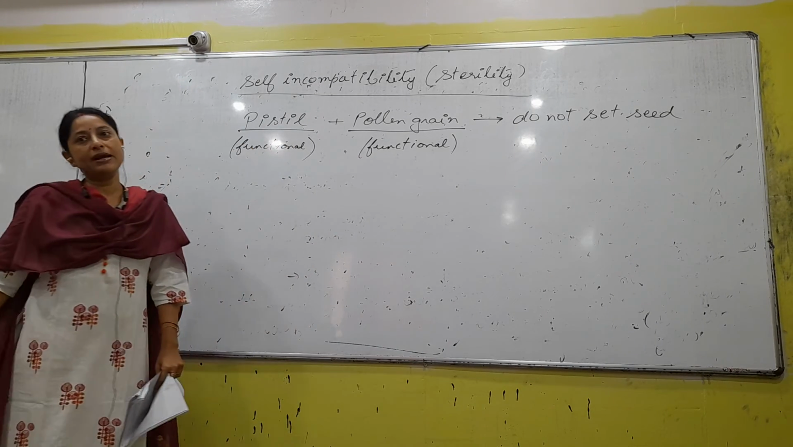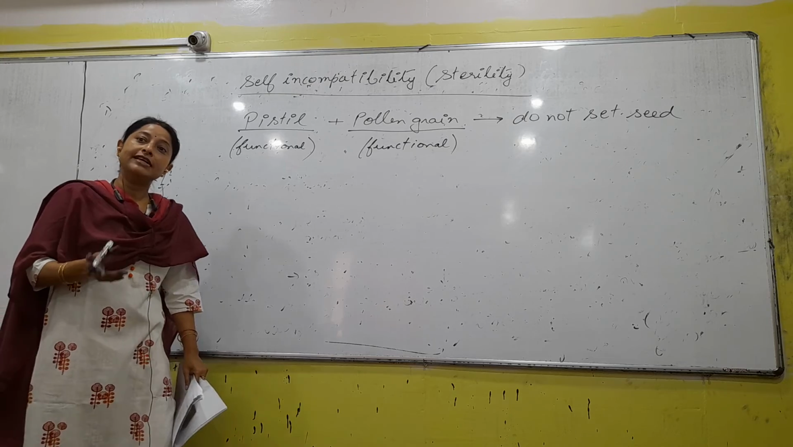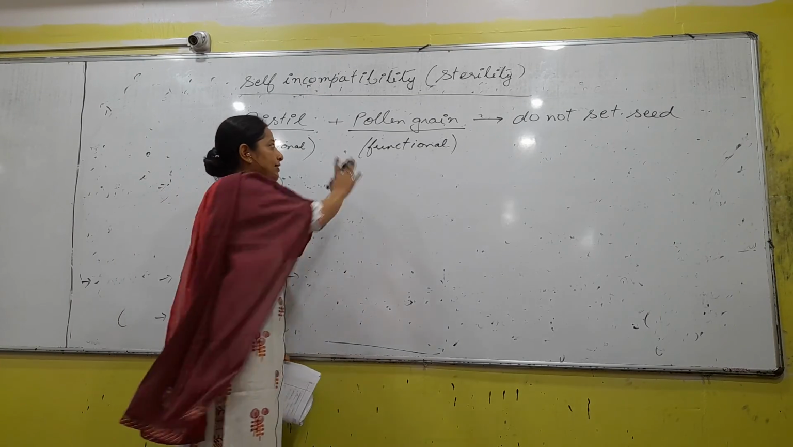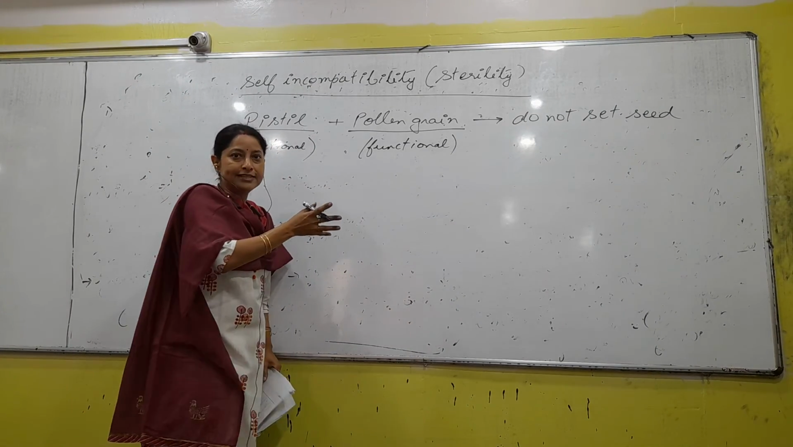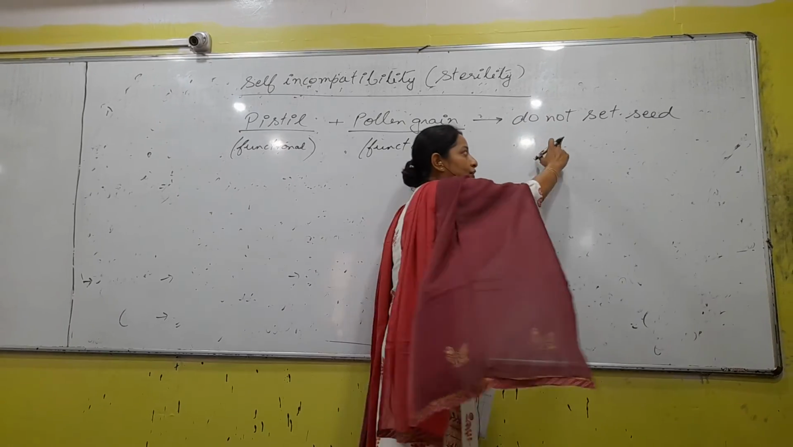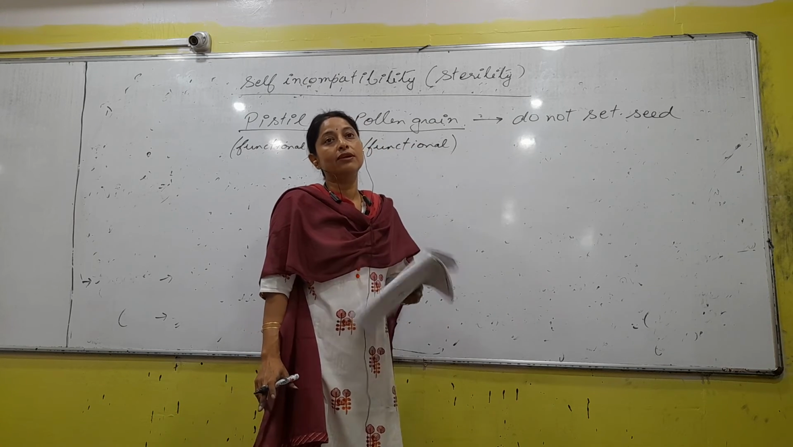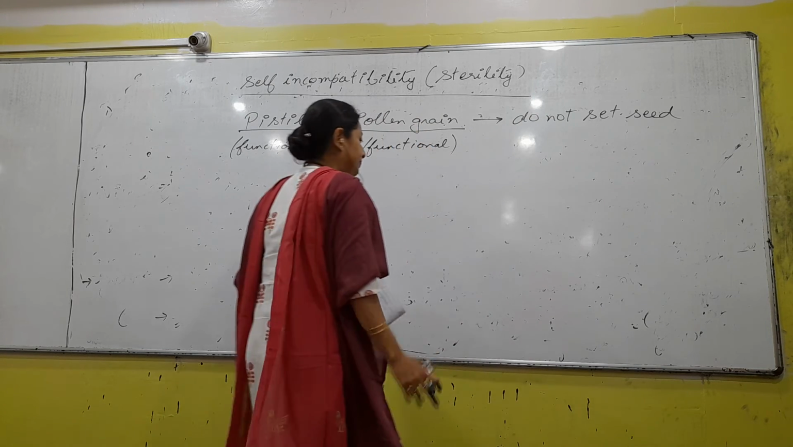So what is self-incompatibility? Both of them are functionally perfect, but in spite of that, fertilization does not occur, right? So if you are talking about the female part, that is also fit. If you are talking about the pollen grain, that is also fit. But in spite of that, if they do not undergo fertilization or set seed or form seed, that is what is called as self-incompatibility.